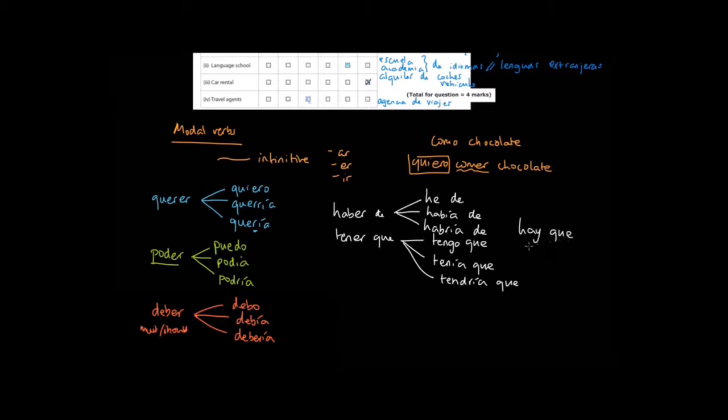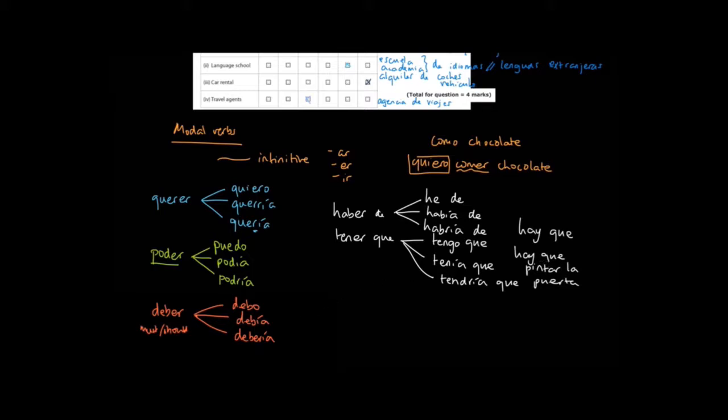And related to these expressions, we also have hay que. Hay que is a bit like one must, one has to, someone has to. So for example, hay que pintar la puerta. Hay que pintar la puerta. We must paint the door. Someone must paint the door. With this, you're not saying who has to do it. You're just saying that something needs doing.